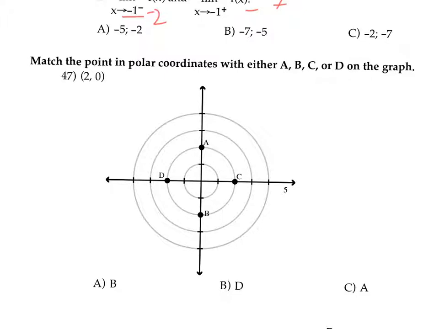2, 0. In polar coordinates, this is r and theta. So a radius of 2 with an angle of 0, that's going to be point C.